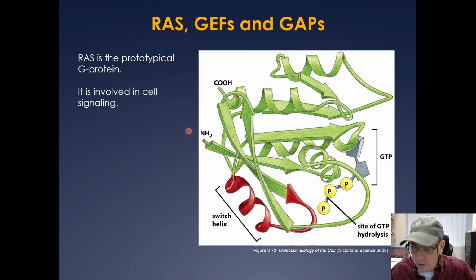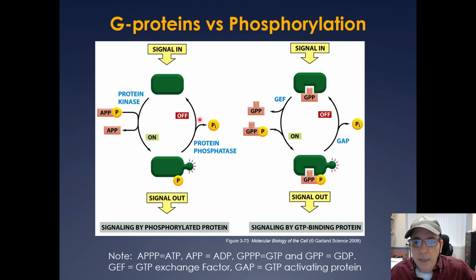And we'll see these in a second and how they work. And we can compare how G proteins work relative to phosphorylation in cell signaling, okay? In the case with protein kinases and phosphorylation, you get a signal in, and then the kinase will phosphorylate the protein, and then you will get a signal out, and then the protein phosphatase removes the phosphate, and it goes back to its resting state, okay? And this is basically how protein kinases and phosphorylation are involved in cell signaling.